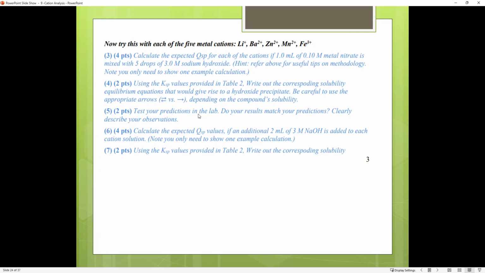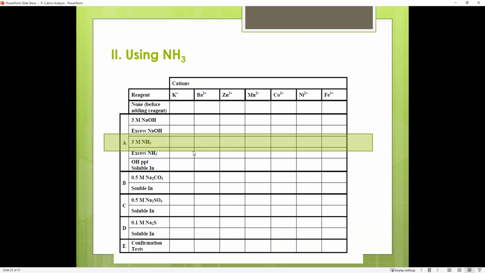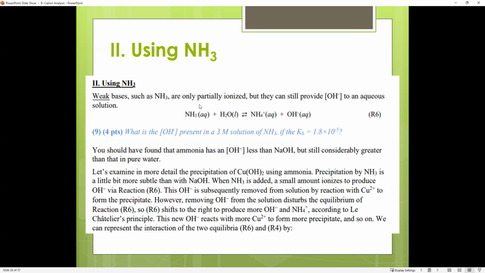You want to clearly communicate your observations. And then you're going to do calculations if you add 2 mL of excess sodium hydroxide, and then write out the solubility when you do that, and then you can test it. Okay, so now you're going to do the same thing with ammonia, which is a weak base.